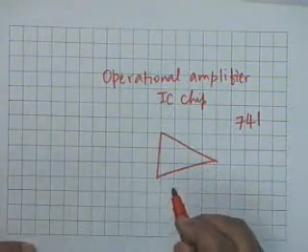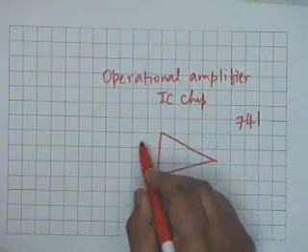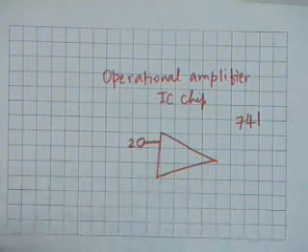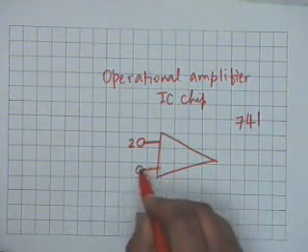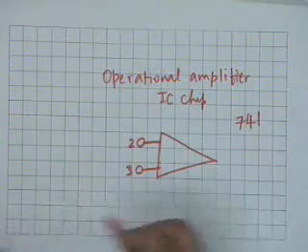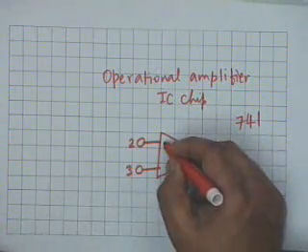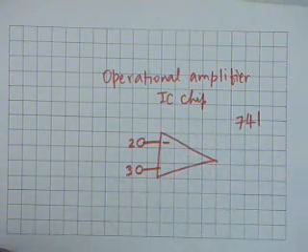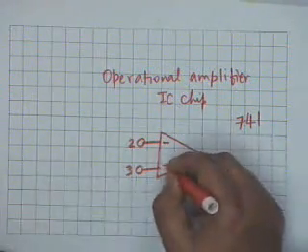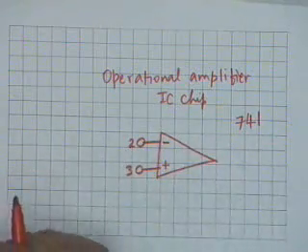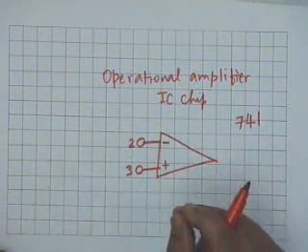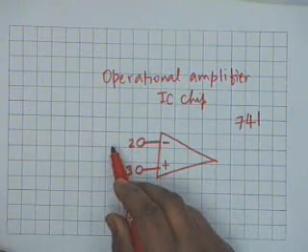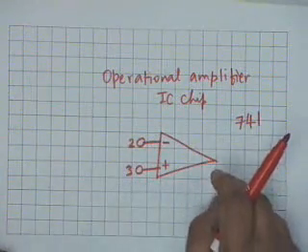pins, and these pins are numbered like this: pin number 2 is an input connection, pin number 3 is also an input connection. Pin number 2 is called the inverting input terminal and a minus sign is included here. Pin number 3 is called the non-inverting input terminal, and the significance is that if you provide an input at pin number 2, the output shall be phase reversed.